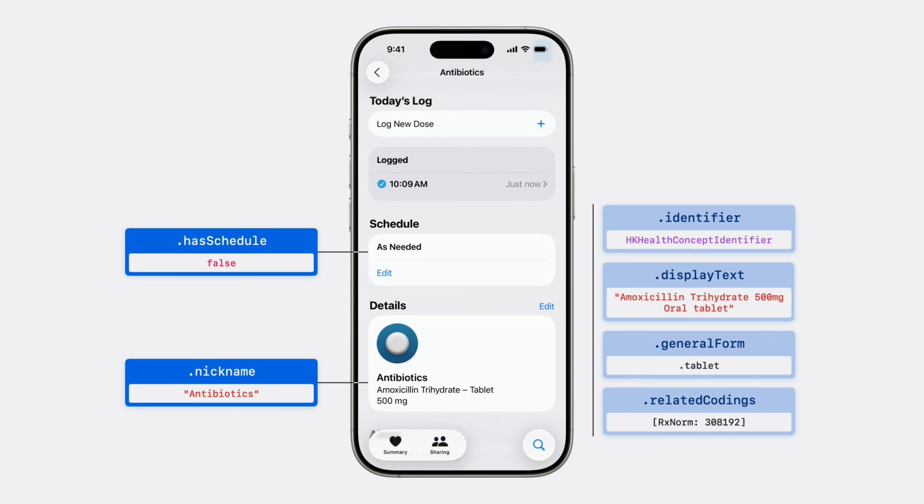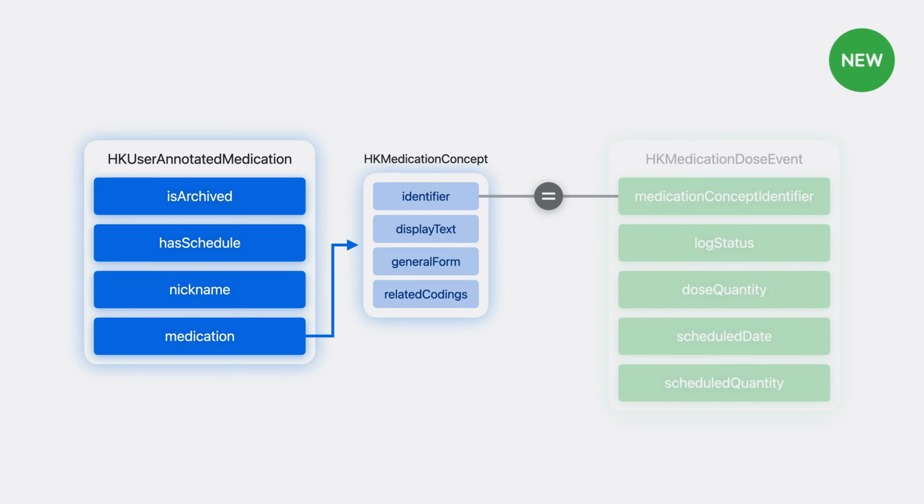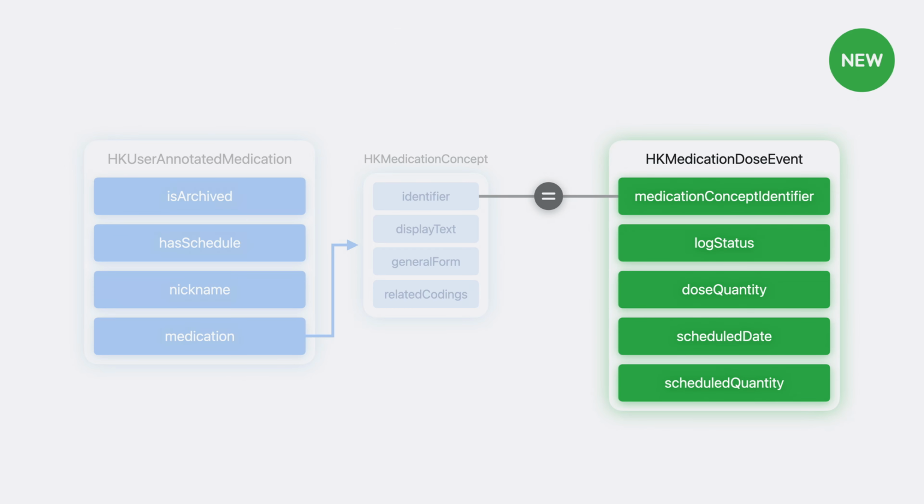Your app can use this HK user annotated medication to create an experience like the one shown in the Health app. It contains the customizable components and the specific details about the medication. Your app queried for the medications in Health, but to power experiences based off of how this medication was logged, your app will also want to fetch dose events.